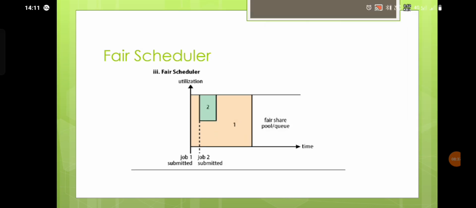Then finally, the fair scheduler. The fair scheduler aims to allocate resources such that each job gets an equal share of the resources, with the goal of achieving fairness. How does it work? Resources are allocated dynamically to ensure that all the jobs get an equal share of resources over time. If there are idle resources, the scheduler will allocate them to jobs that need them, allowing fair access across jobs and queues.